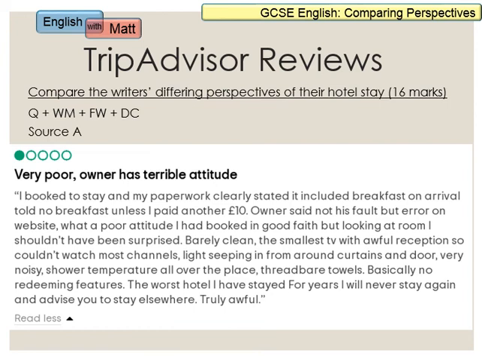The review says very poor, owner has terrible attitude. And the guest says, I booked to stay and my paperwork clearly stated it included breakfast on arrival. Told no breakfast unless I paid another £10. Owner said not his fault, but error on website. What a poor attitude. I had booked in good faith, but looking at the room, I shouldn't have been surprised. Barely clean, the smallest TV with awful reception, so couldn't watch most channels. Light seeping in from around curtains and door, very noisy, shower temperature all over the place, threadbare towels. Basically no redeeming features, the worst hotel I have stayed. For years I will never stay again and advise you to stay elsewhere. Truly awful.